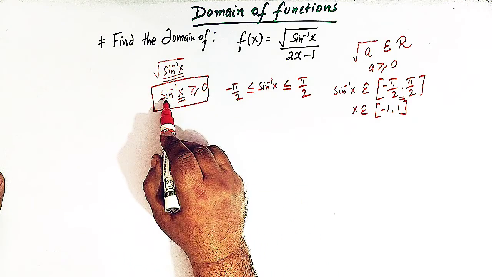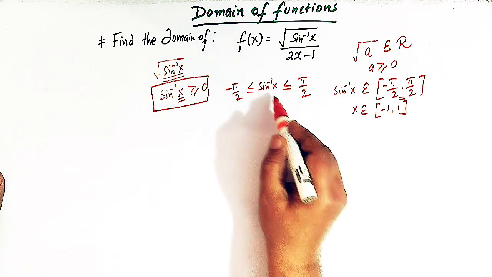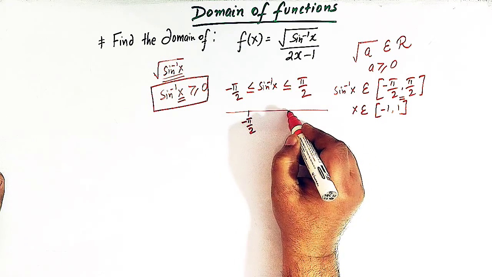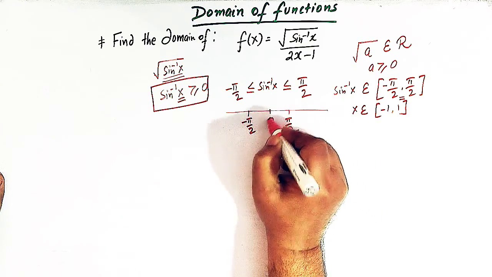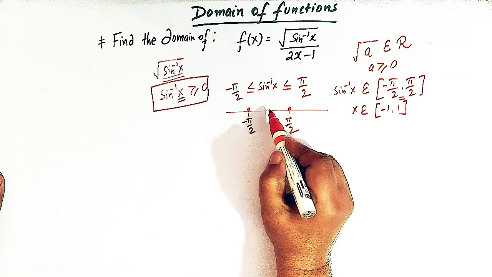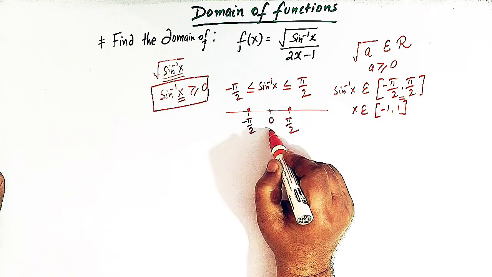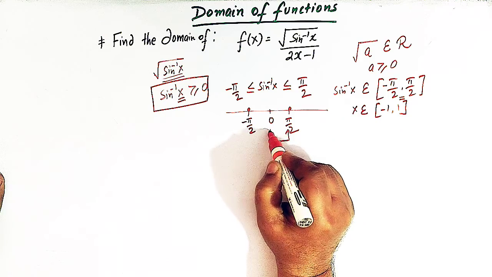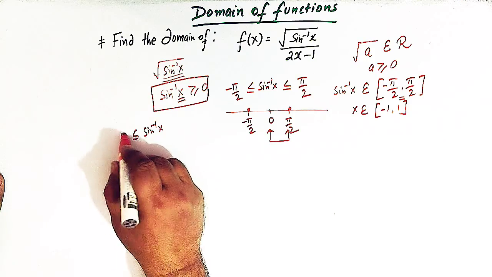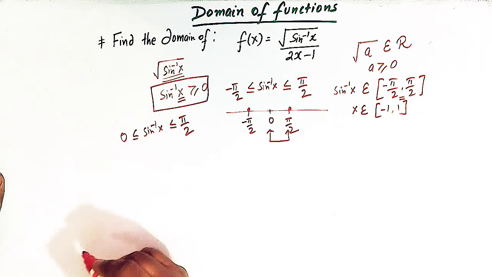Okay, now see here we have sine inverse x greater than or equal to 0. So sine inverse x belongs to this interval minus pi by 2 to pi by 2. Here we have 0, right? And we have also these 2 points. So sine inverse x is greater than or equal to 0. So it implies that we have to now take this interval only. That is sine inverse x is greater than or equal to 0, and it must be less than or equal to pi by 2, right?